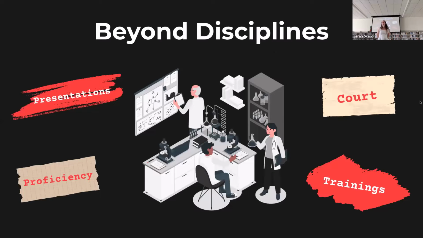So beyond the disciplines, forensic scientists have other work as well. They do presentations to schools like these. They go to court, though only 4 to 5% of cases actually make it to court, but they might testify to what evidence they have. They do proficiency tests to make sure their labs are up to date, and they do trainings with police officers.